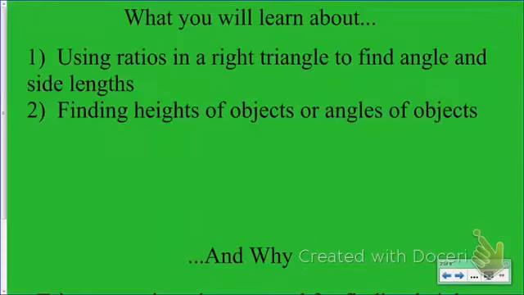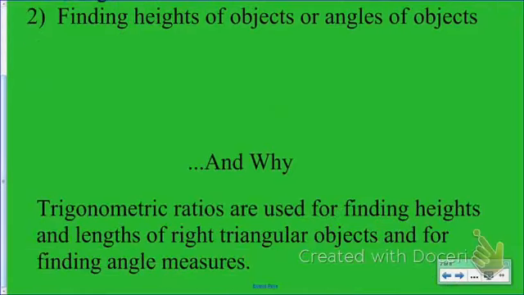Okay, what we're going to learn about in this lesson is using ratios in a right triangle to find angle and side lengths, finding heights of objects or angles of objects, and why trigonometric ratios, or trig ratios, are used for finding heights and lengths of right triangular objects and for finding angle measures. You'll see that this is really interesting how you can use these different ratios to find missing side lengths and missing angles.